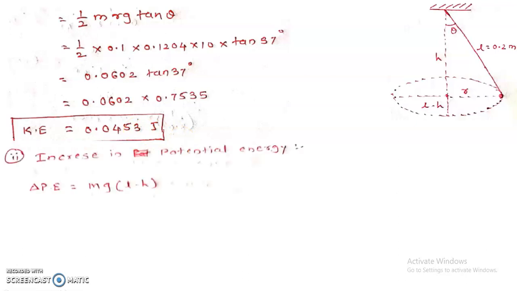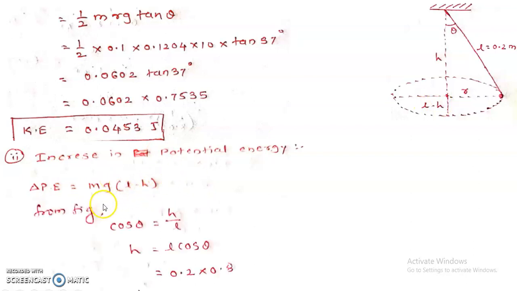After kinetic energy, the second thing we have to find out is the increase in potential energy. Potential energy is mg into height. But here pay attention: when the string is straight, the bob comes up to this point. When it is revolving, it goes a little up. That distance is basically the height, which is L minus h in this diagram. So we have to find L minus h. M is known, g is known, and then we get the increase in potential energy.